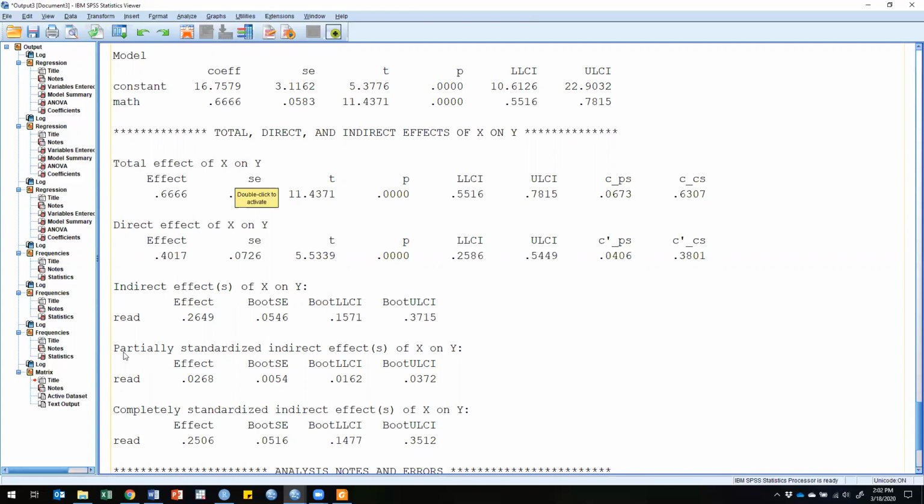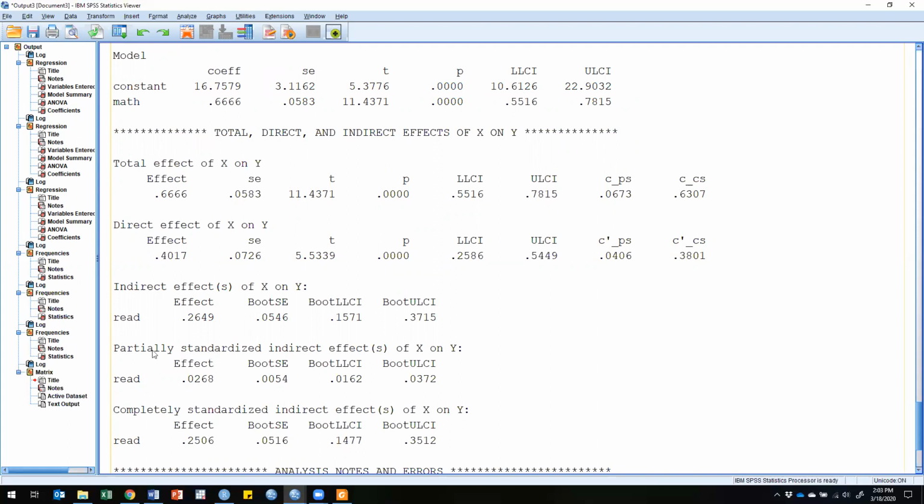So this partially standardized is where we would standardize just the dependent variable, science, and not standardize reading. So we basically leave alone the value of reading. We calculate the indirect effect. It has the same process as taking the value of the indirect effect and dividing it by the standard deviation of our outcome.